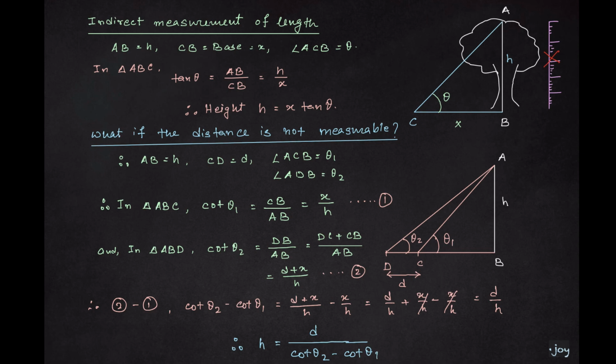So by knowing these two angles of elevation and the distance between these 2 points of observation, one can measure the height of this inaccessible object.